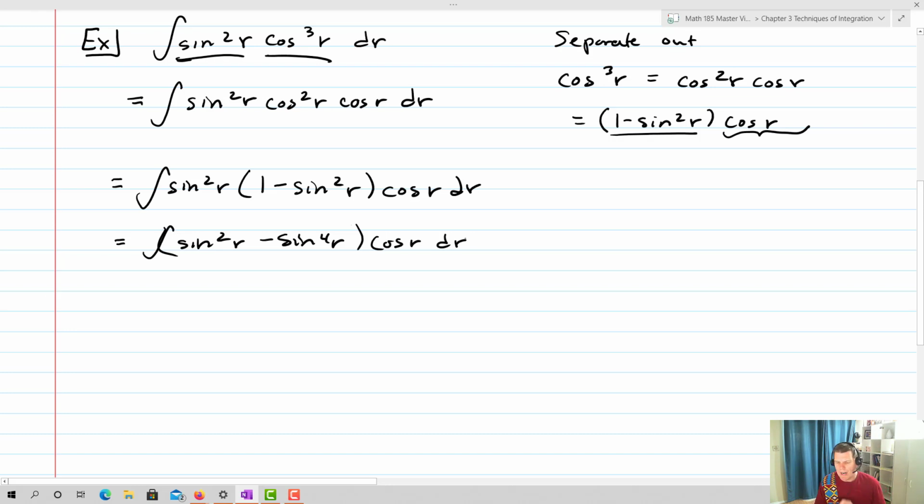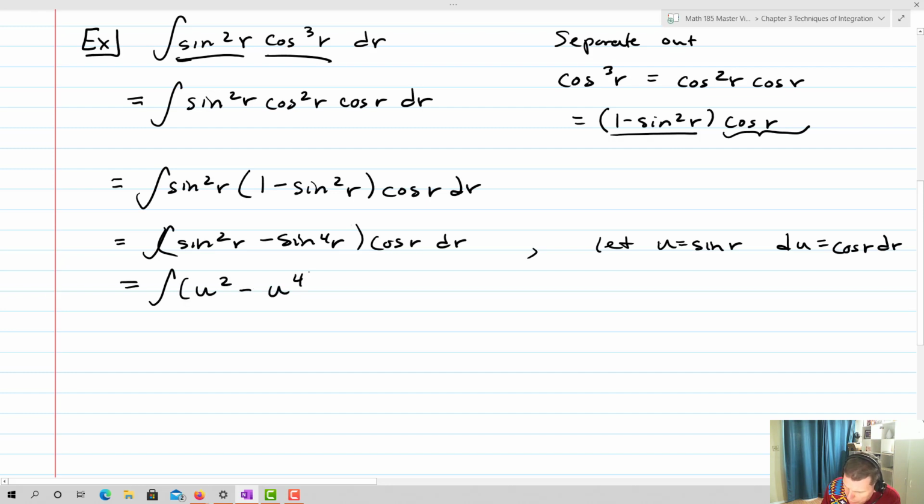Now I'm going to do my U substitution, because I can let u equal sine r, and thus du equals cosine r dr, which is exactly what I want to have happen. Because now what I have is the integral of u squared minus u to the fourth du, and that's a simple integral for us to integrate.